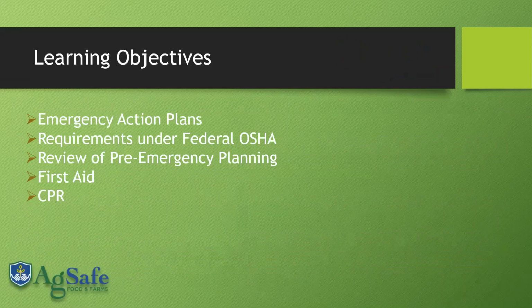Okay, so we're going to cram a lot into the next 30 minutes together. First of all, we're going to go over emergency action plans, what they are and what they should include, as well as the requirements under federal OSHA, a review of pre-emergency planning, a little bit on first aid, and just a little on CPR.